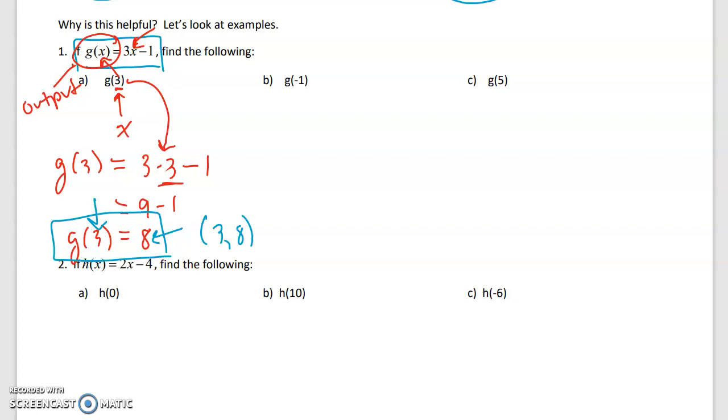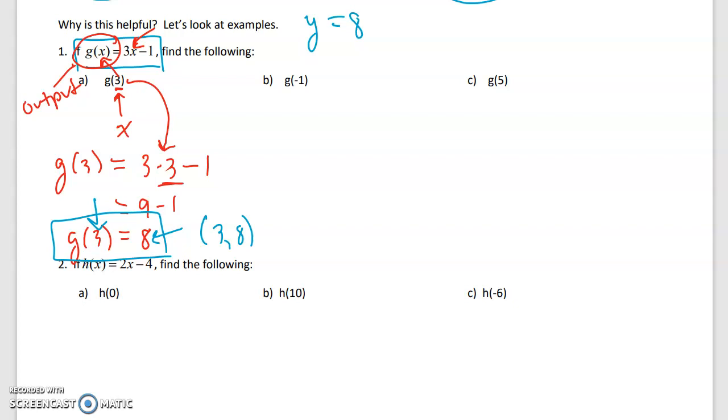And that ordered pair, (3, 8), is a solution to the equation y equals 3x minus 1, g of x equals 3x minus 1. It just is a little bit more convenient because if I just wrote y equals 8, you wouldn't know what the input was there. You would know the output, the y, but you would be missing the input.